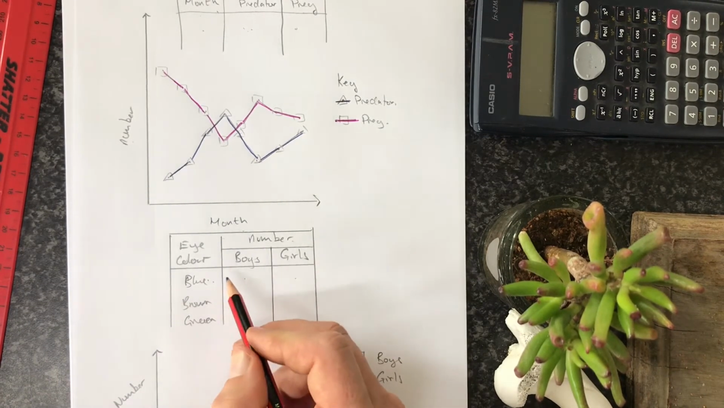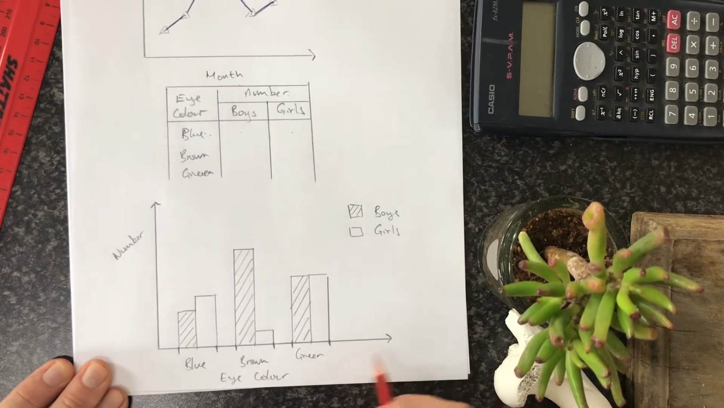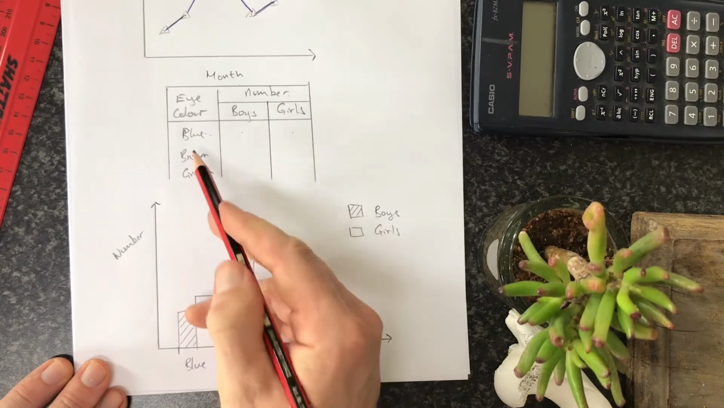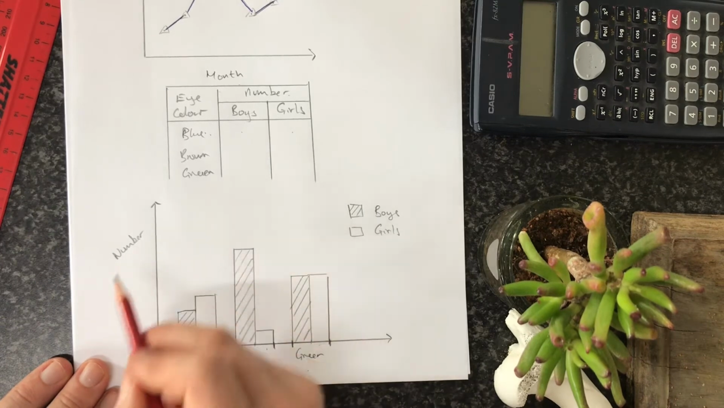Another example of having to plot two at the same time would be this, and it's an example of a bar chart. So again, I've got my eye color, and here I've got boys and girls both to plot the number of each with different eye colors. So it'd be some number of boys with blue, some number of girls with blue eyes. So what would that look like? It would be like this.